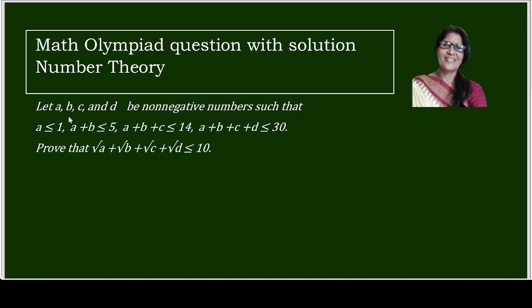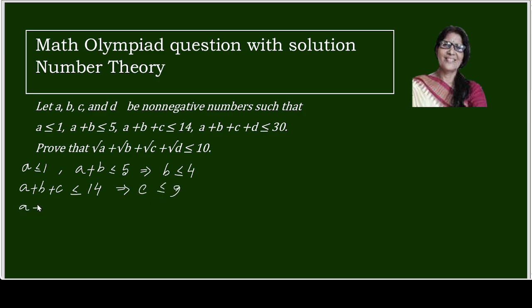So this question is not difficult. We can prove it, but we will learn another new concept today through this question. Given that a is less than or equal to 1 and a plus b is less than or equal to 5, this gives that b is less than or equal to 5 minus 1, that is 4. In the same way, a plus b plus c is less than or equal to 14, so if we put a plus b as 5, this gives me c is less than or equal to 9.